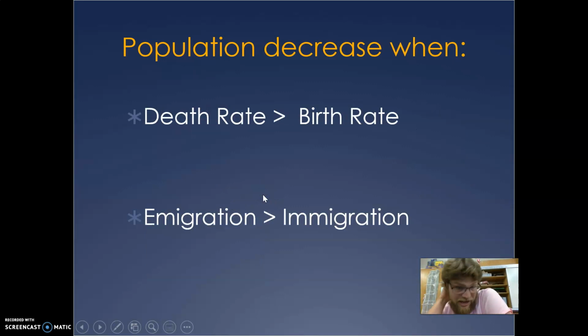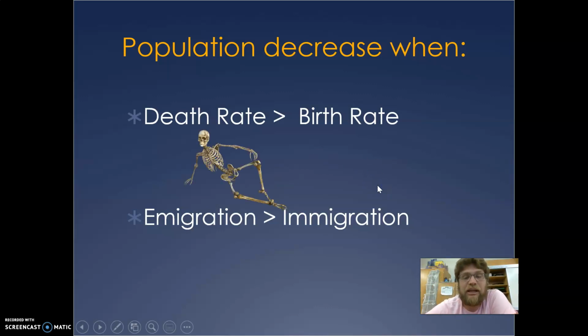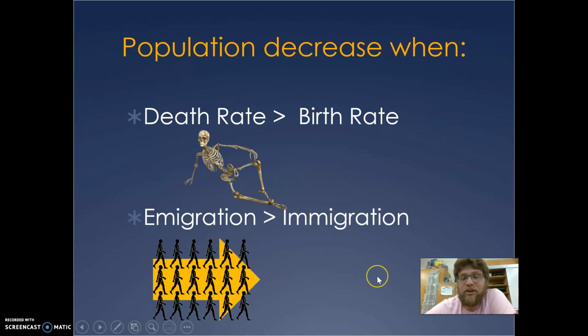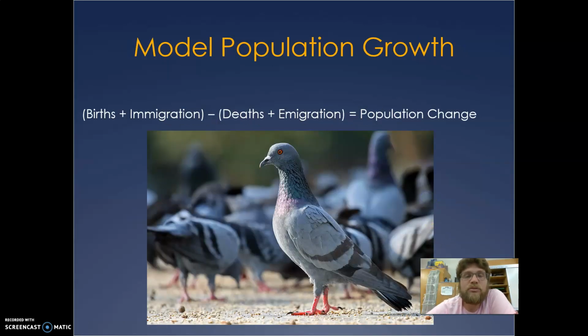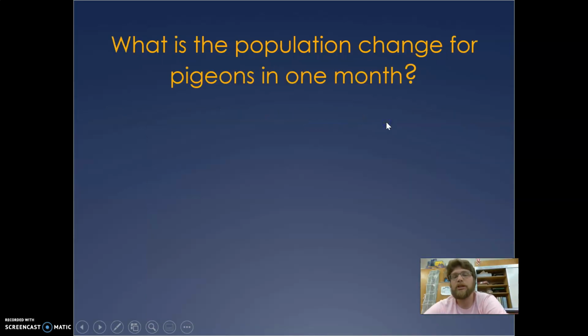Now the opposite happens when the population decreases. So there's more deaths than births, so more pigeons are dying than are being born. Okay, or more of them are leaving or emigrating than they are immigrating and coming in. So an equation to use to quantify population growth, you're going to add births and immigration up. So how many are being born, how many are immigrating, and subtract it from the total deaths and emigrations that are happening, and that will give you your population change.